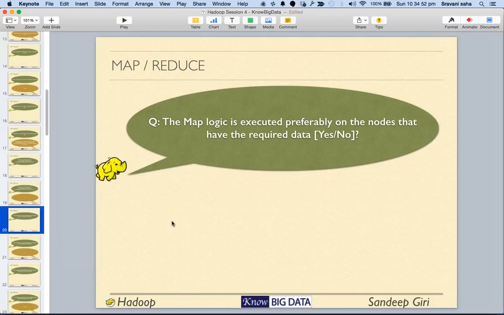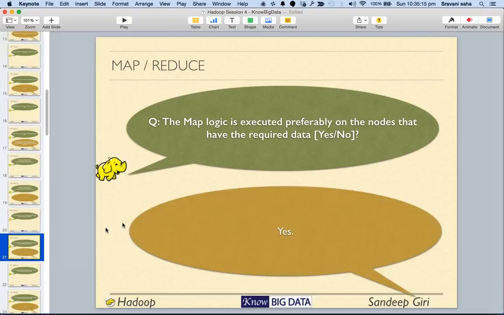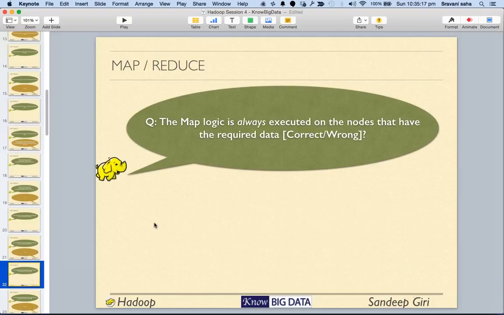A map logic is preferably executed on the nodes that have the required data, yes or no. All right, a little bit of a strategic question here. So the map logic is always, and always is the keyword here, executed on the nodes that have the required data.